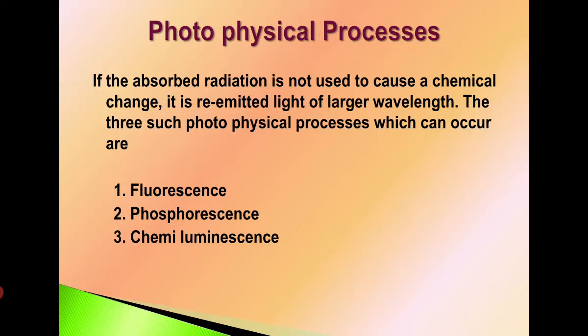If the absorbed radiation does not bring any chemical change in the substance, and the absorbed light is emitted without undergoing any chemical change, then they are called photophysical processes. We have three such types of photophysical processes. They are fluorescence, phosphorescence and chemiluminescence. Let us see each one by one.